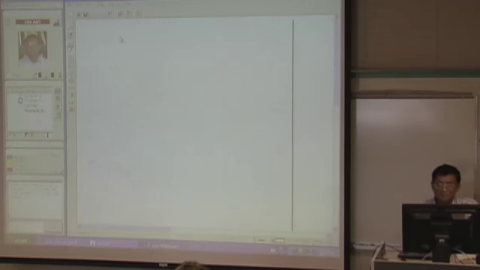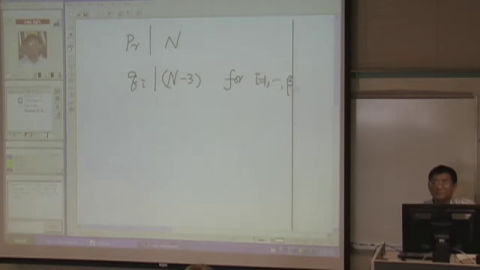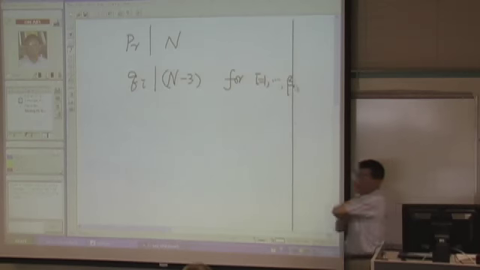So let's do it. P sub gamma divides n and Q sub i divides n minus 3 for all i varying from 1 through beta. So this statement we could obtain.